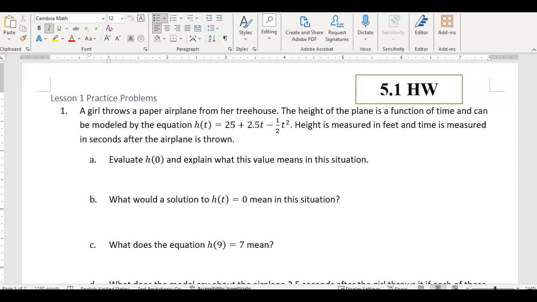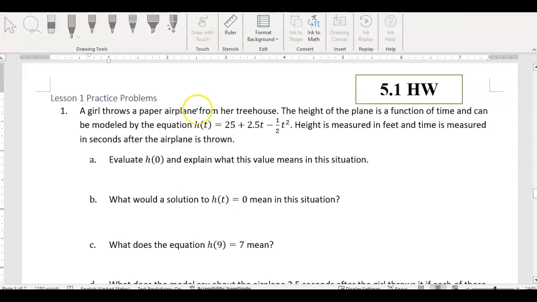So in this first scenario, a girl throws a paper airplane from her treehouse. The height of the plane is a function of time and modeled by this equation here. Height is measured in feet and time is measured in seconds after the airplane is thrown. Evaluate h of 0 and explain what this value means in this situation.